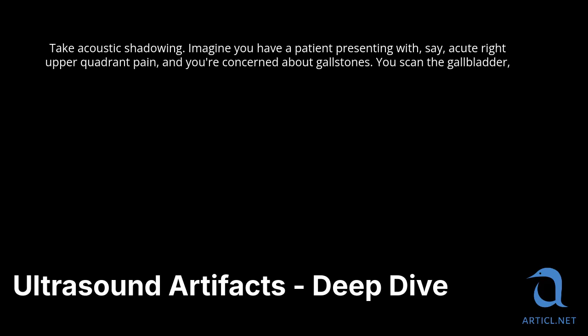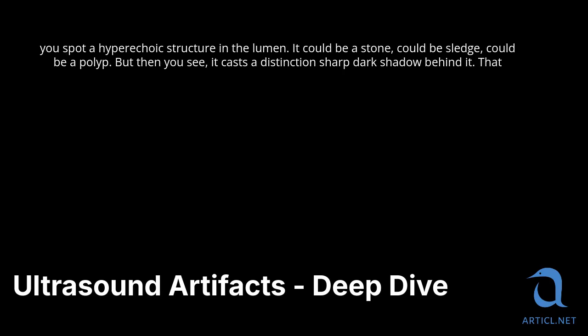Right, shadowing and enhancement. Take acoustic shadowing. Imagine you have a patient presenting with, say, acute right upper quadrant pain, and you're concerned about gallstones. You scan the gallbladder, you spot a hyperechoic structure in the lumen. Okay, could be a stone, could be sludge, could be a polyp. But then you see it casts a distinct, sharp, dark shadow behind it.